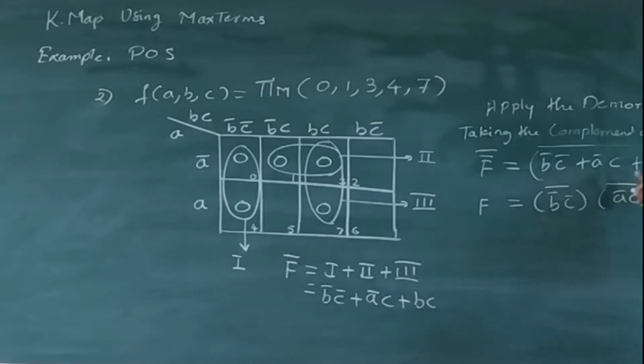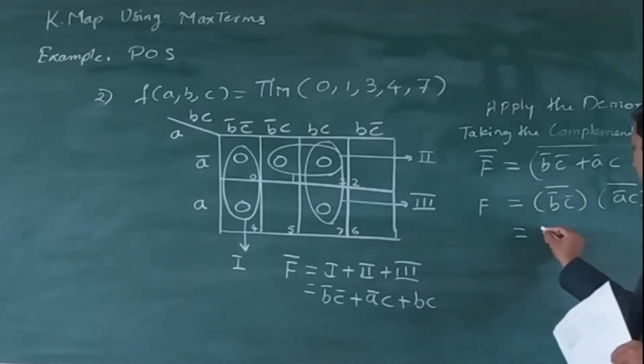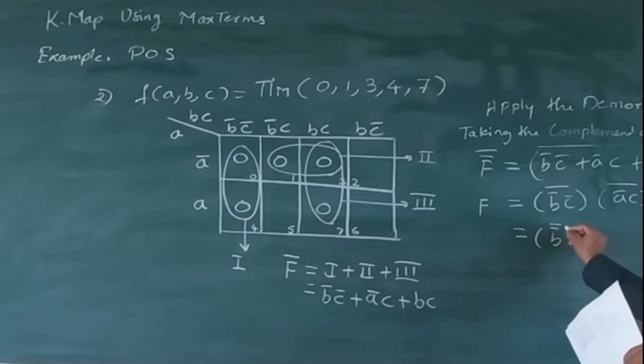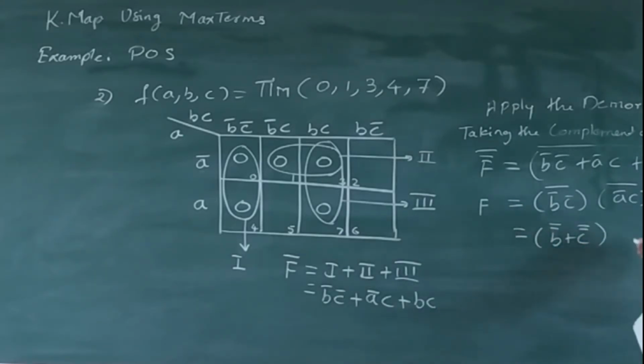Now these plus terms we are converting into the product term here. Fine. So the next step will be to find the complement of the individual term. So here what will happen? It will be B double bar plus C double bar, okay, then A double bar plus C bar, and then B bar plus C bar.